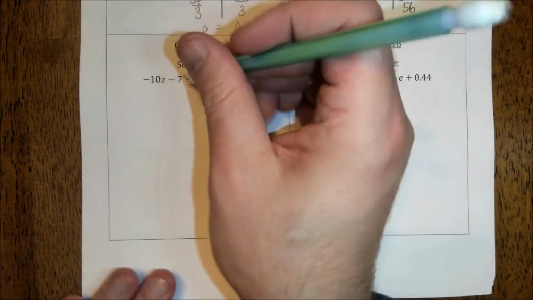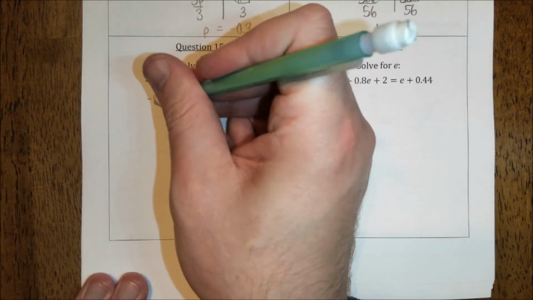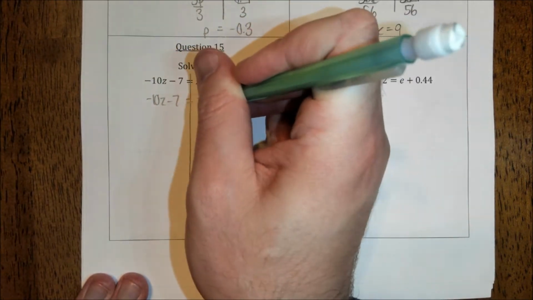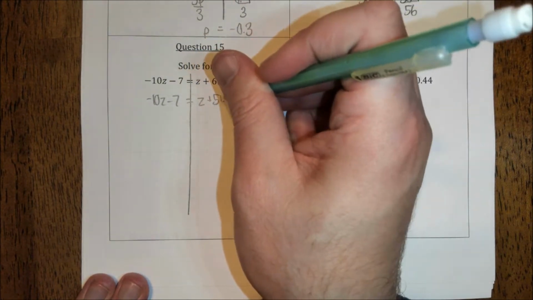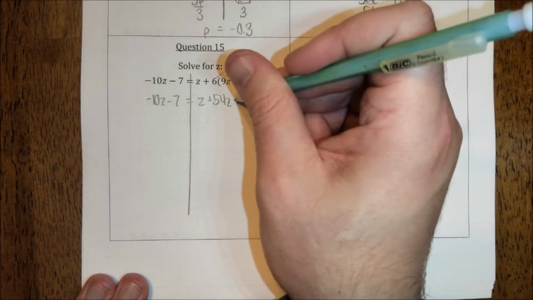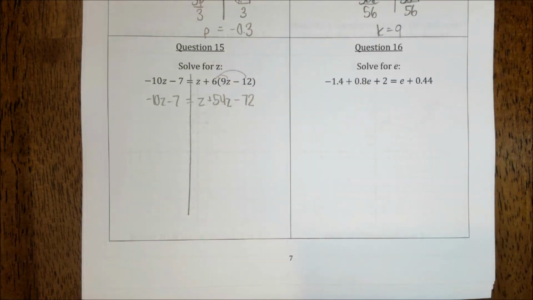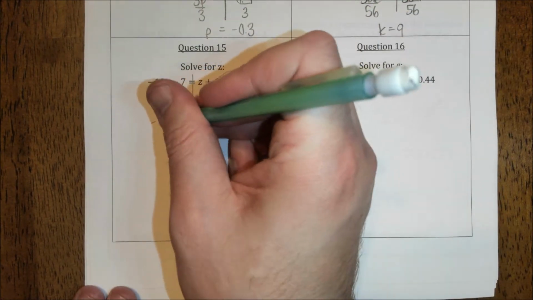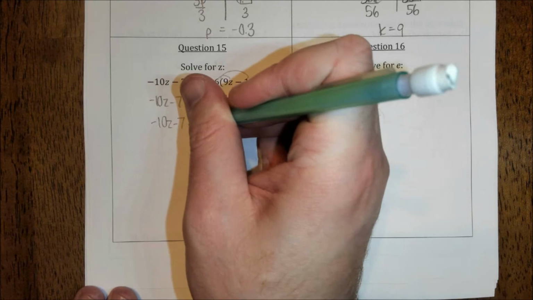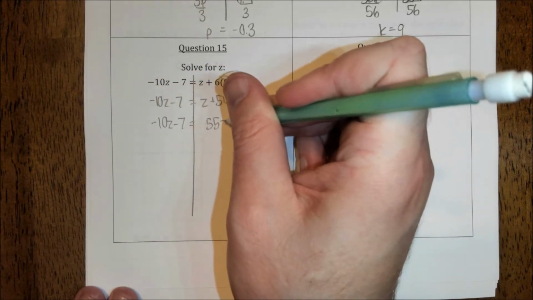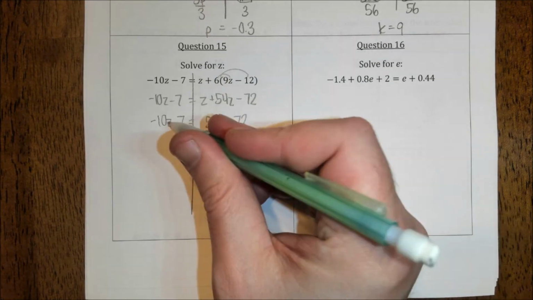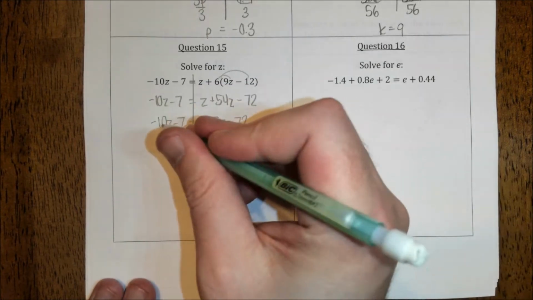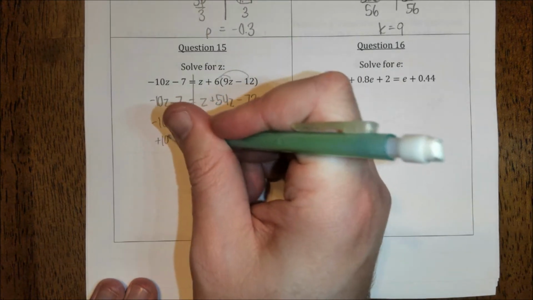Question 15, we should start by distributing. 6 times 9 is 54. 6 times negative 12 is negative 72. Over here we got some like terms to combine. That'll be 55z. I'm doing my best to make the z not look like a 2. That's a z. That's a z. There's variables on both sides. Let's move this one. It's smaller.